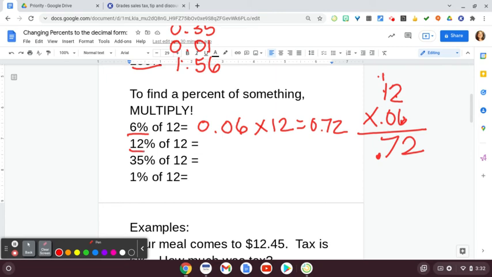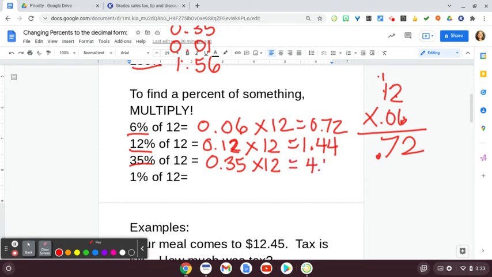So in order to find out what 12% of 12 is, you change it to its decimal equivalent, 0.12 times 12, and we get 1.44. 35% of 12, change it to its decimal equivalent, times it by 12, and that comes to 4.2. And then finally 1%, that is 0.01 times 12, and you get 0.12. Really easy when you want to find a percent of a number. Okay.